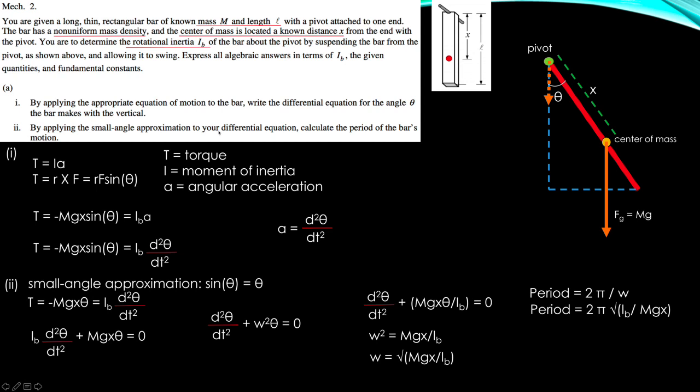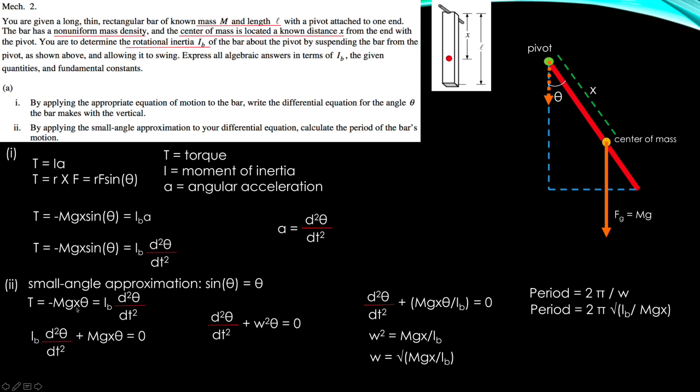So first off, the small angle approximation basically says that theta is so small that sine of theta is equal to theta. It's just an assumption. It may not always be true, but it's telling us to say that here. So sine of theta is equal to theta. What that means is that in this equation, we can replace the sine of theta with theta. So minus mgx theta is equal to I of b times d squared theta over dt squared.